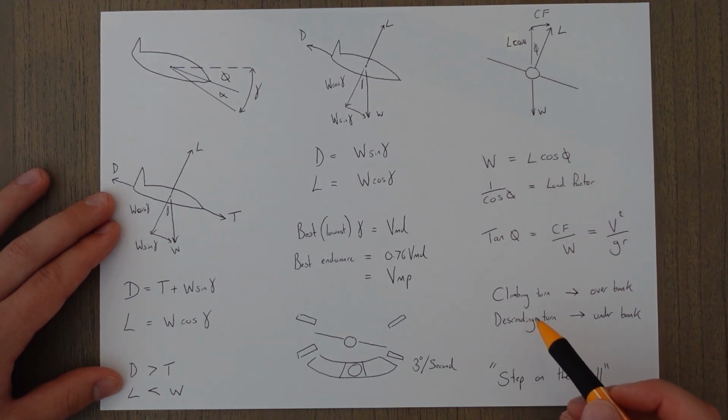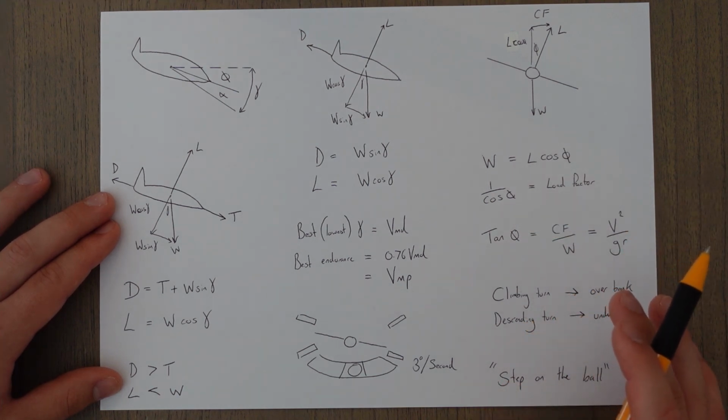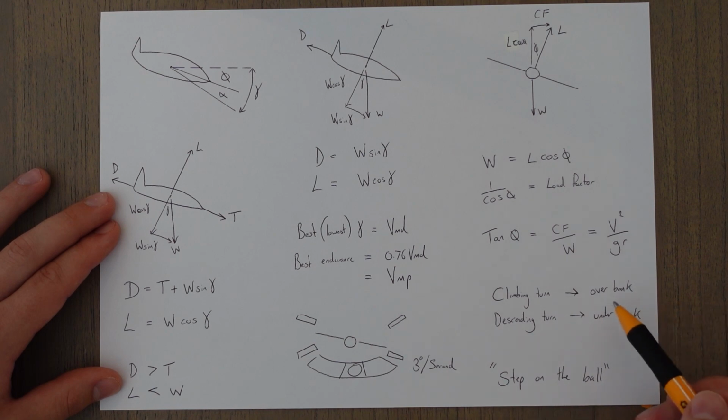In a climbing turn, we have an increased angle of attack on the outer wing, which leads to an overbank situation. And in descent, we have the opposite, which leads to an underbanking situation.